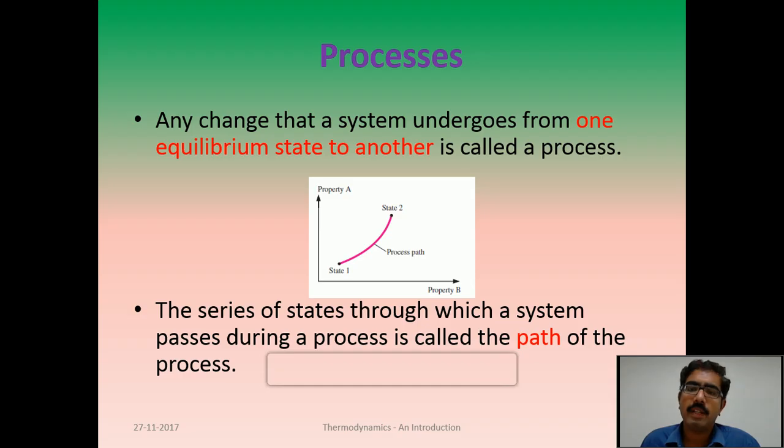So next one is the path. Path means we are having a state 1 and state 2. In order to attain state 2 from state 1, we'll be having a path function. Okay, the series of states through which the system passes during a process is called the path of the function.